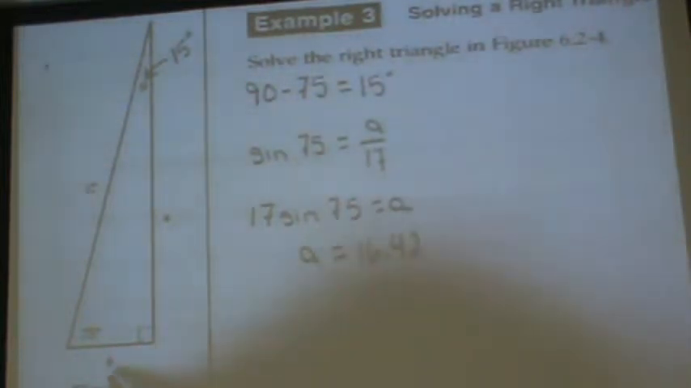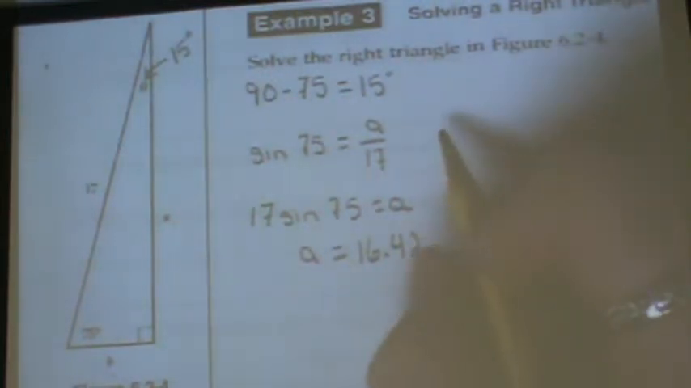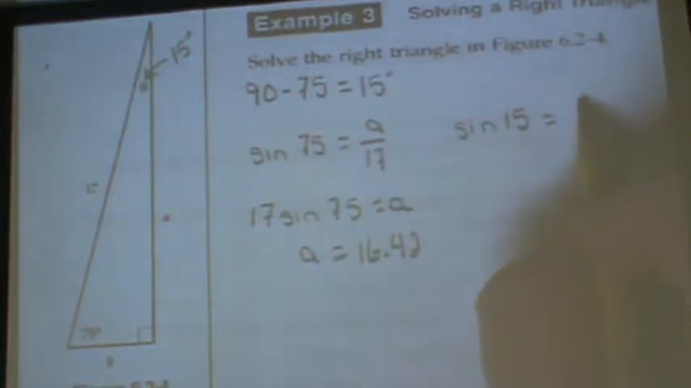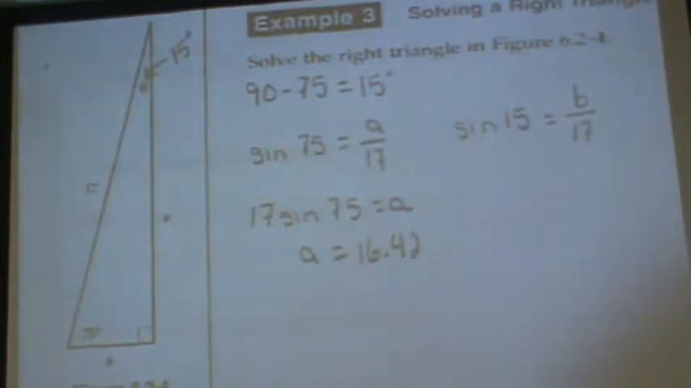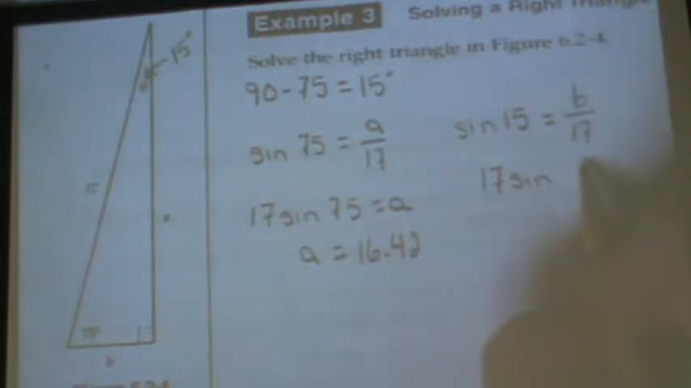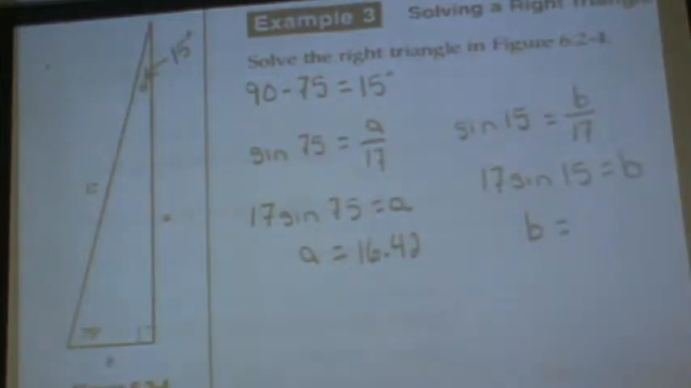And then similarly for B, we're going to do sine of 15 equals B over 17. So you're going to have 17 sine 15 equals B. And solving for B, you get 4.40.